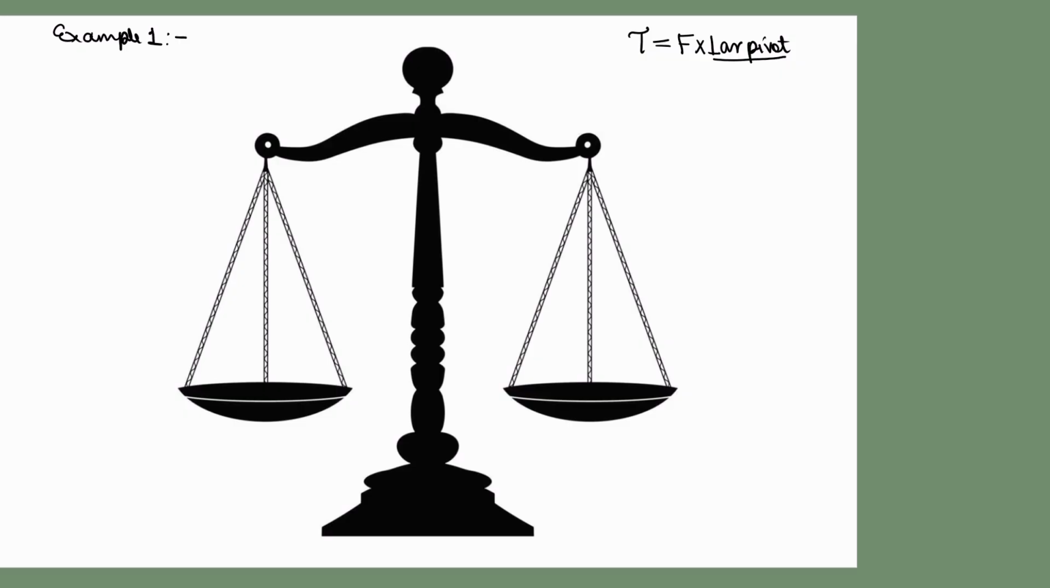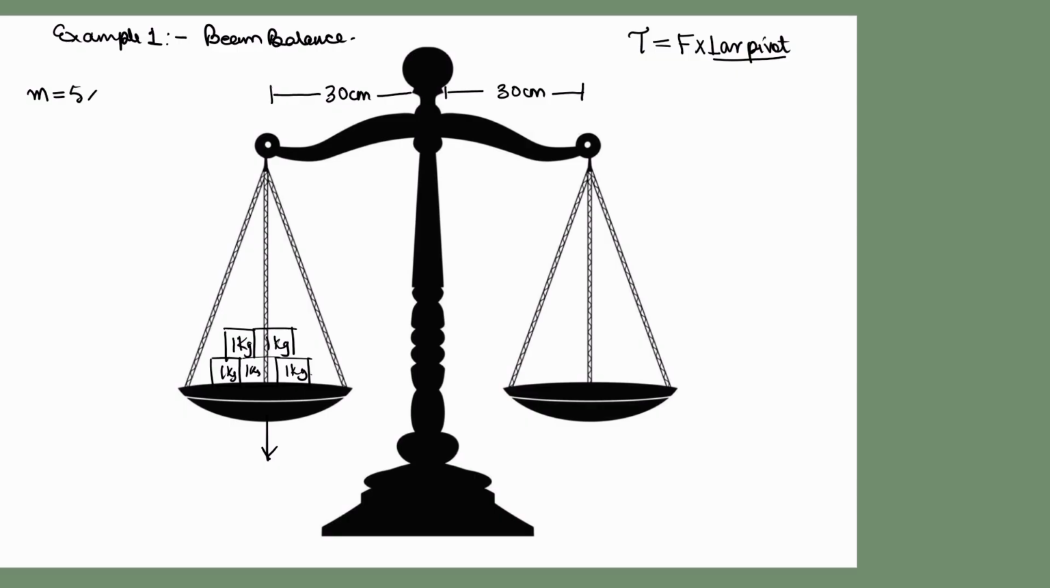Alright. So let us consider our first example. Here we have a beam balance. In this beam balance, let us take a few figures. So let us say this is 30 centimeter and this is 30 centimeter. Okay. So now I put some weights here. So what is the collective weight that will act downwards? Mass of the whole unit. 1, 2, 3, 4, 5. There are 5 of them. So 5 into 1 kg is the mass of the whole unit.